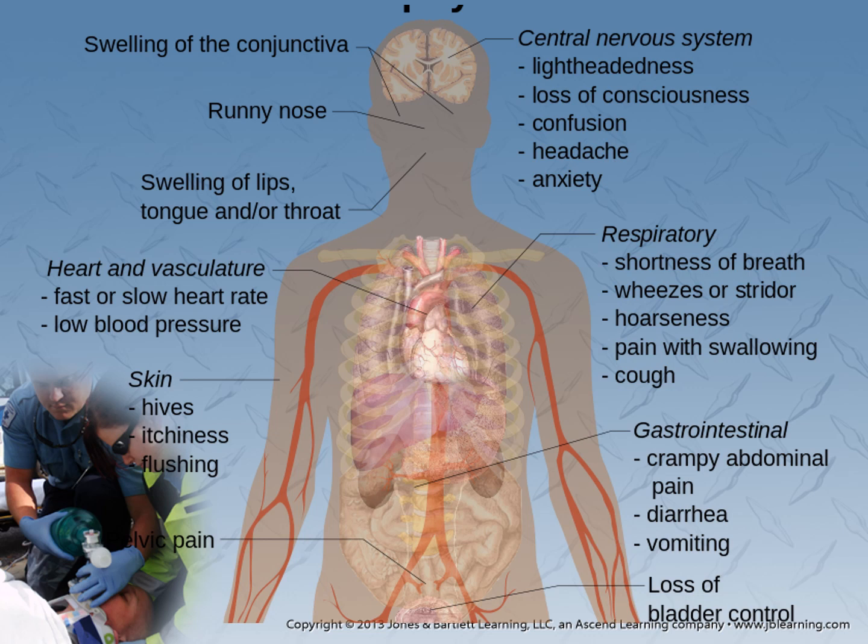The skin will have hives, itchiness, maybe flushed. And then they could have pelvic pain, and we could call that GI pain, like cramping. They could end up with diarrhea and vomiting. It could go all the way to loss of bladder control. That's not the norm. Lightheadedness, confusion, headache, anxiety, all of those are maybe the H3 receptor sites.